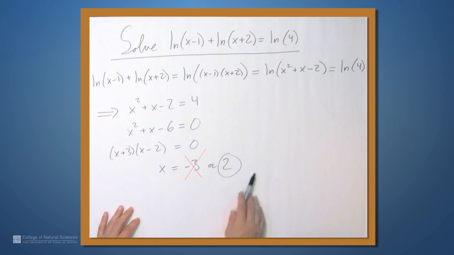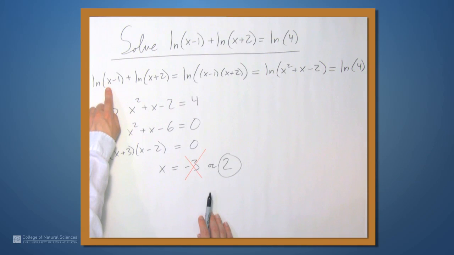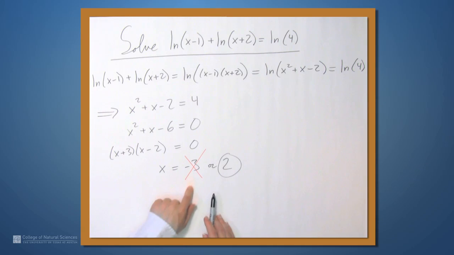So whenever you get your solutions, like we did here, go back and check. Plug them into the original expression to make sure that they make sense. So here we find that one of them doesn't make sense, so our solution is x equals 2.